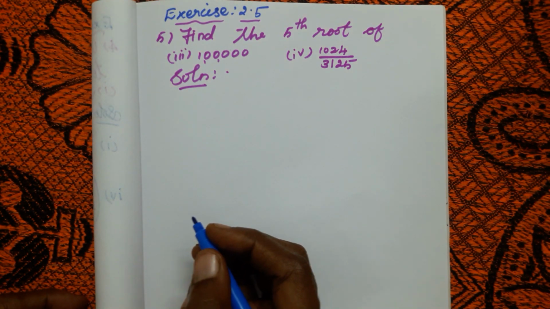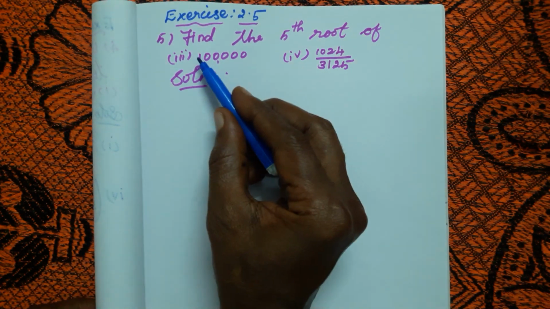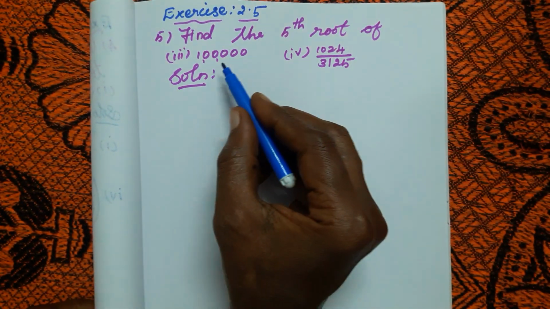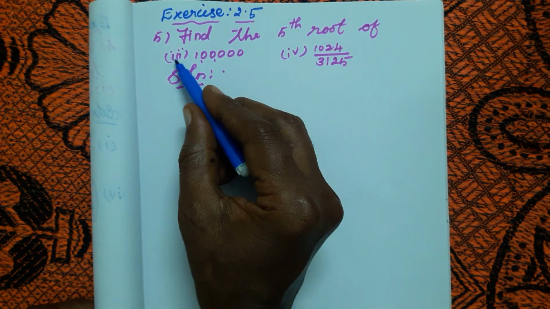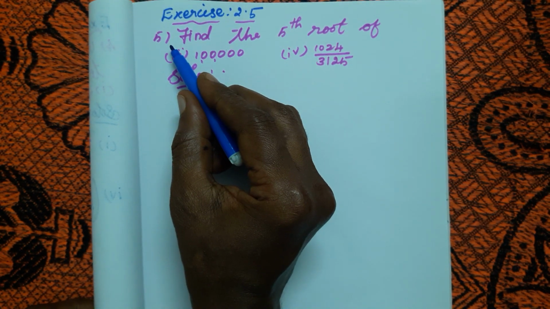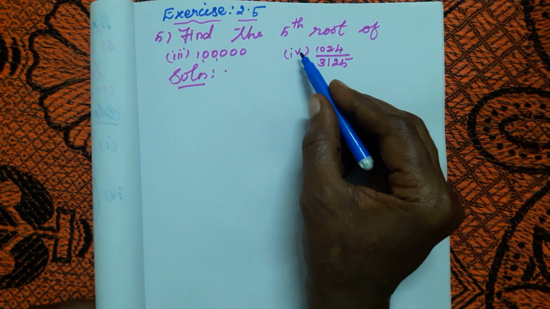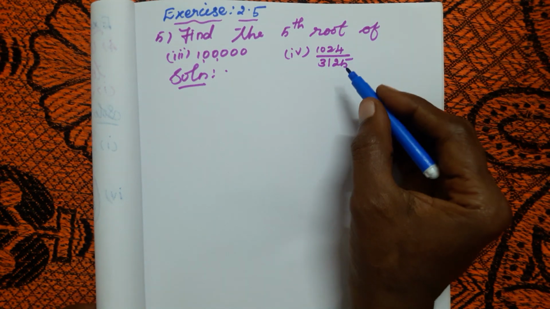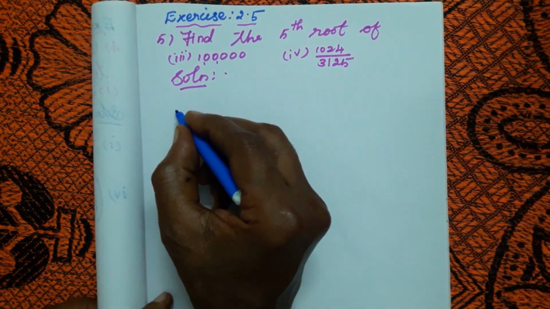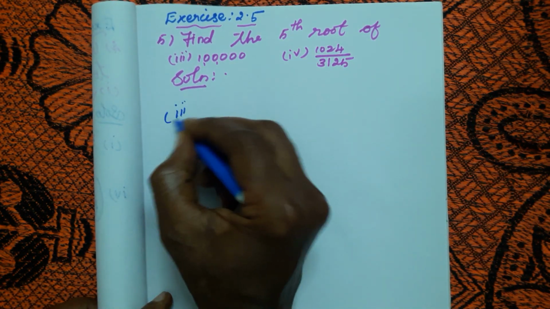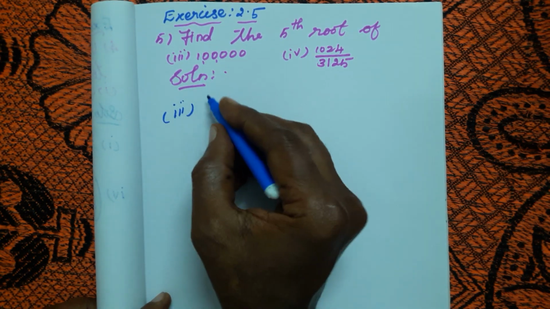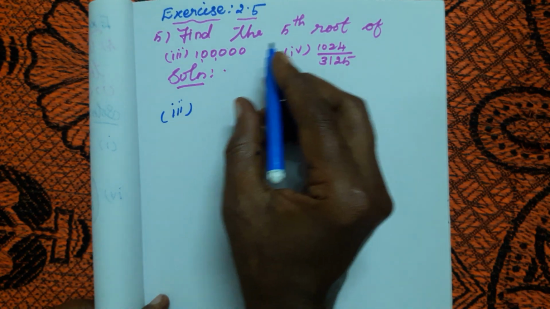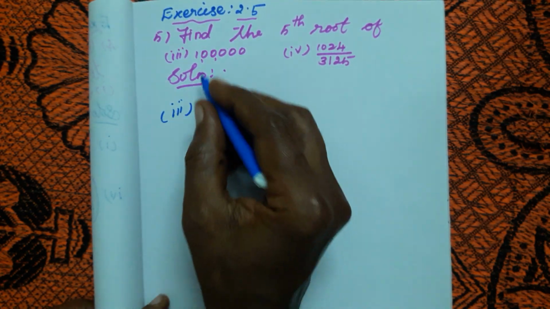Now exercise 2.5, fifth question. Find the fifth root of 1 lakh. Third part, 1 lakh. Fourth one, 1024 by 3125. The first and second parts you have to do as homework. Now I am going to do the third part.